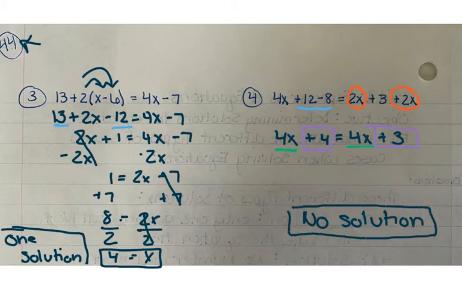But again, if you're having trouble seeing that, let's actually go one step further and subtract that 4x. 4 minus 4 is 0, so I end up with 4 equals 3. Okay, that's not a true statement. That's not true. So it's no solution.